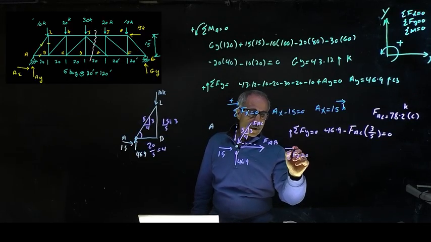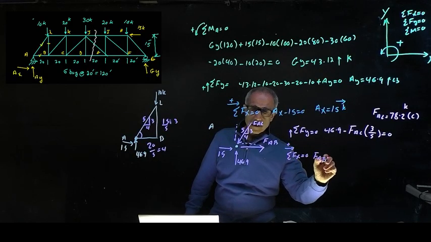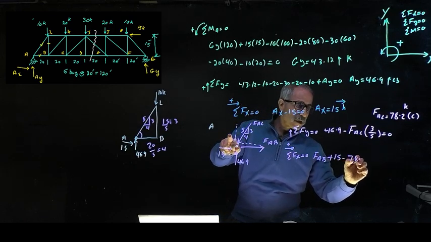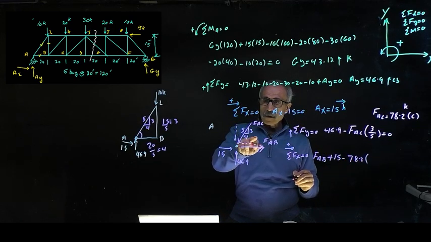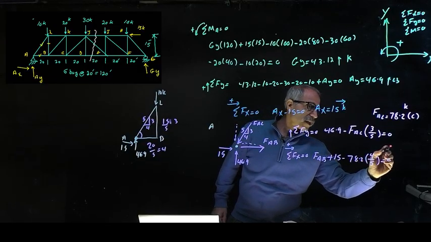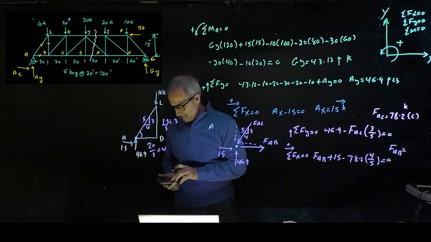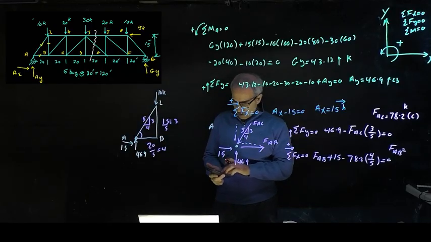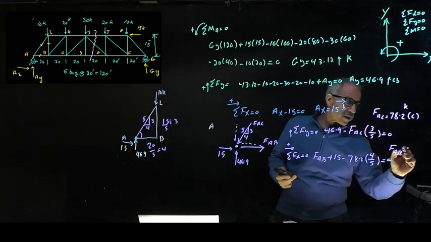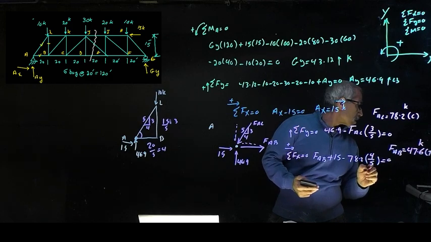All right, let's do the summation of Fx equal to 0. Going right is positive. I have FAB plus 15 minus, this came out to 78.2, and the horizontal component of it is going to be 4 over 5, times 4 over 5 equals 0, and FAB comes out to be a positive number, 47.6 kip in tension.